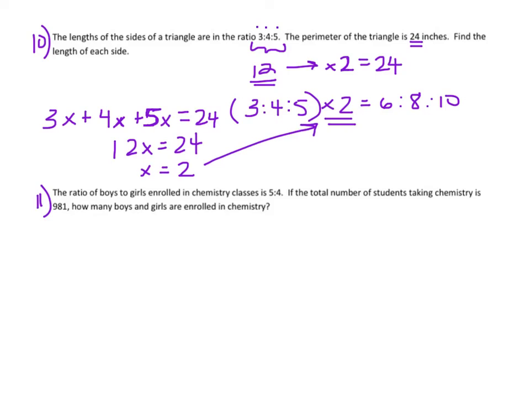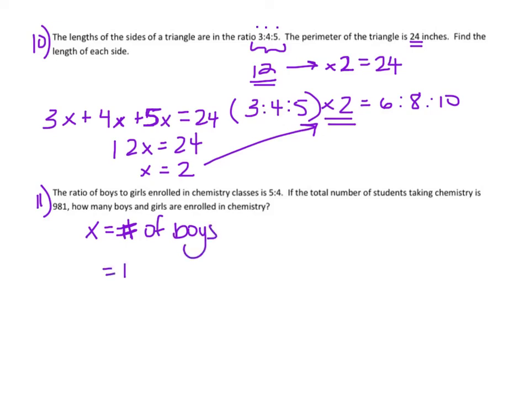This other one we are going to do in terms of a proportion. The ratio of boys to girls enrolled in chemistry classes is 5 to 4. Well, that's depressing. It should be 5 to 5 or 4 to 4. It shouldn't be 5 to 4. And 5 to 5 and 4 to 4, of course, would be 1 to 1, but I digress. If the total number of students taking chemistry is 981, how many are boys and how many are girls enrolled in chemistry? Okay, we're going to choose a variable here, and I'm going to teach you how to do this. We're going to call x the number of boys enrolled in chemistry.